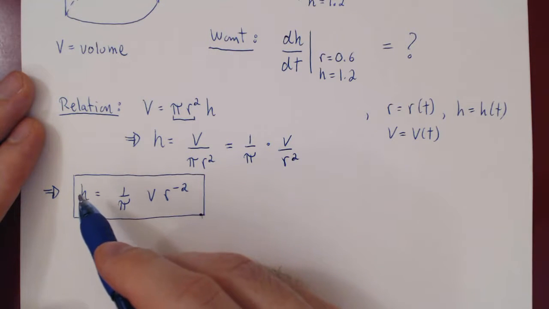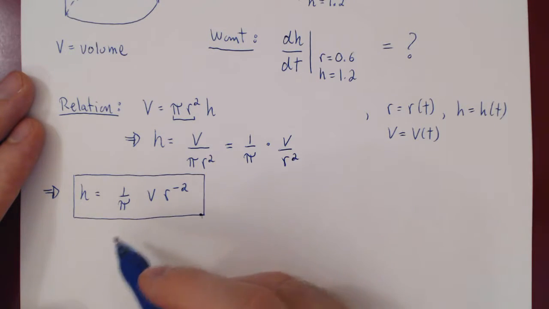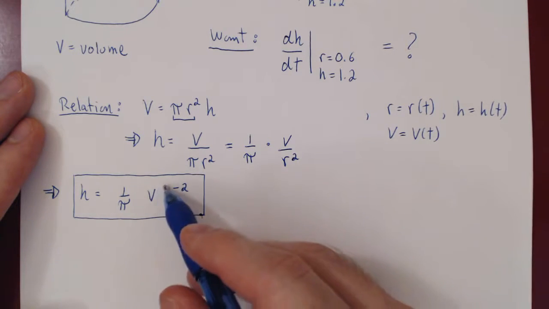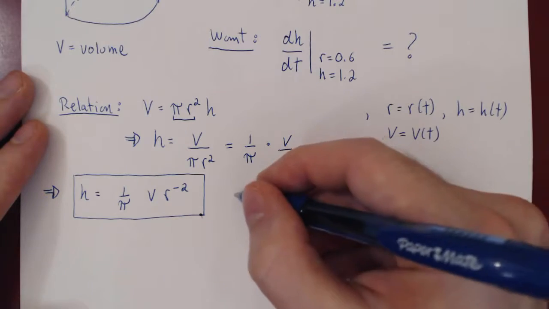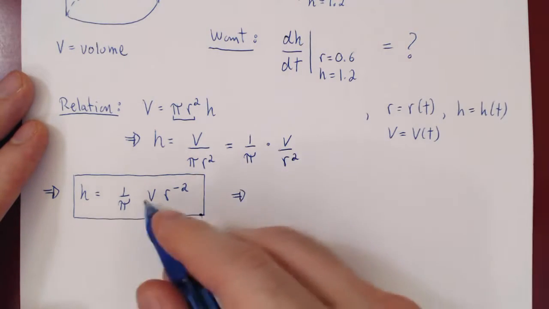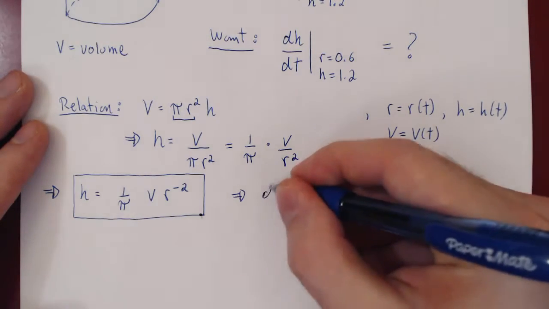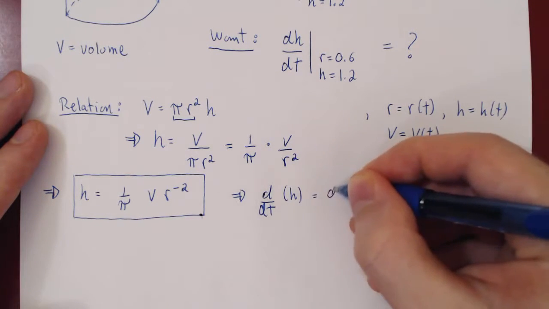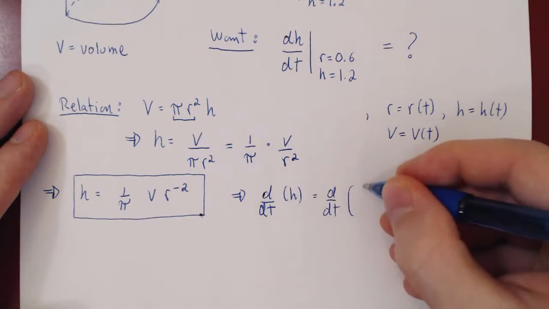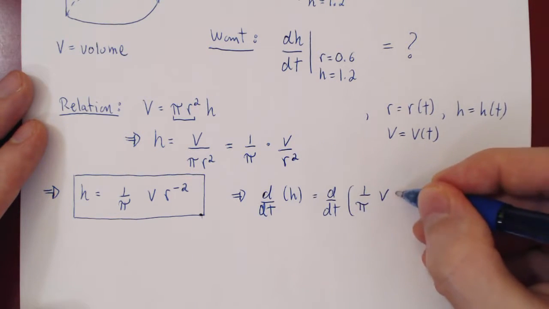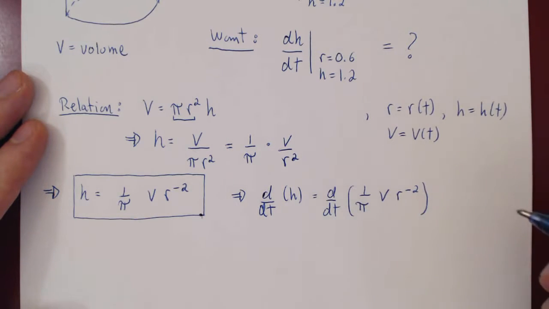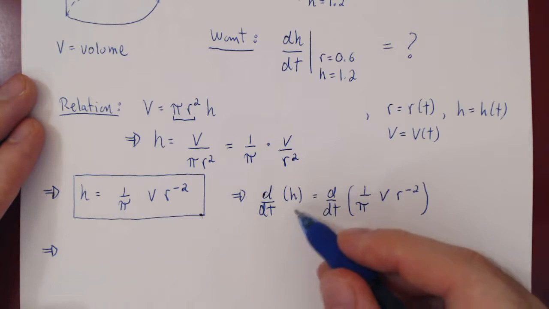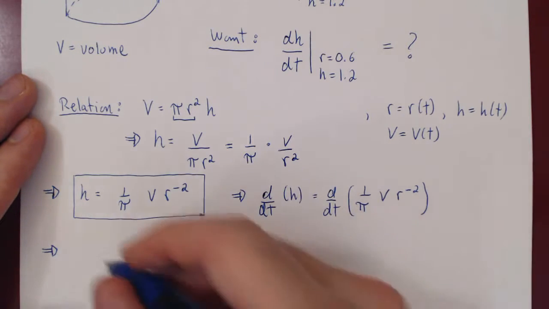Okay, so because h is a function of t, this is a function of t. Because V and r are two functions of t also, the right-hand side is a function of t. Well, both sides are equal as functions of t, therefore they have the same derivative with respect to t. Let's differentiate. The left-hand side is easy. It's just dh over dt.